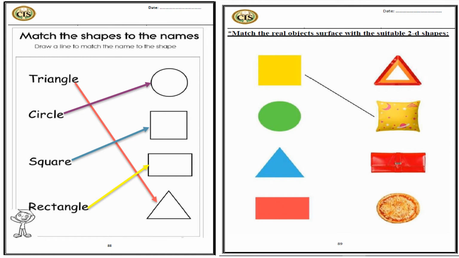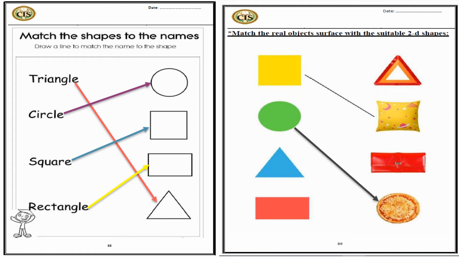Now, let's match the real object surfaces with the suitable 2D shapes. We have a yellow square, so we will match it with the yellow balloon. This is a balloon. Now, we have a green circle. Which one of these shapes is like the green circle? Very good, it's a pizza. It's like a green circle.